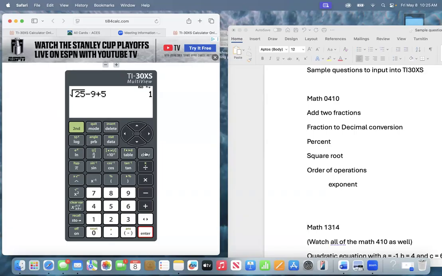Order of operations. Let's put in a whole thing. So let's say we have a fraction and we have the square root of 25. I'm going to get out of this square root and type in some more stuff. Let's say I want to square that 9. There's two options. I can hit that. This button is specifically just for squaring.